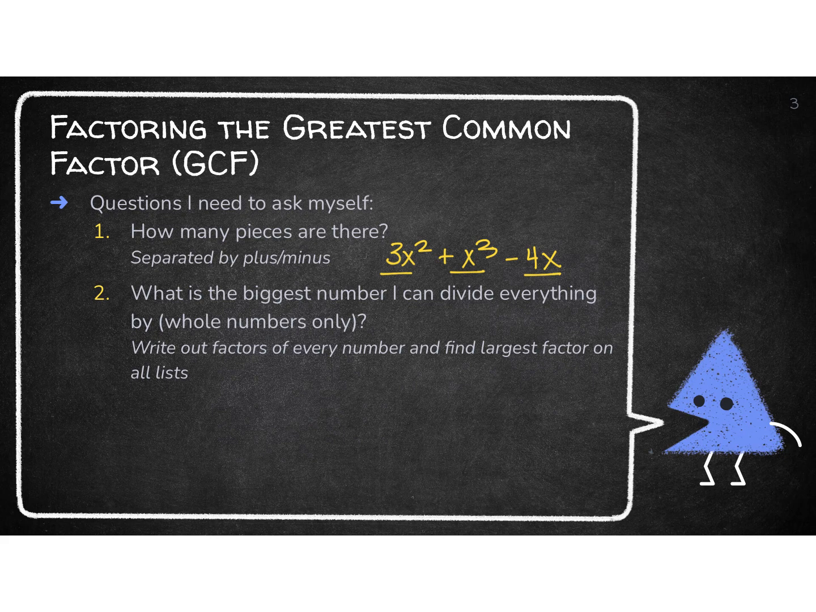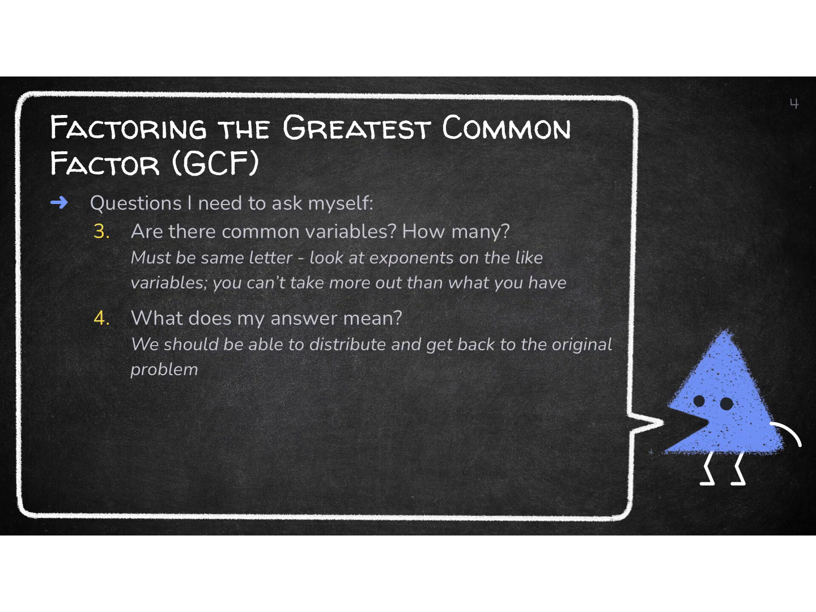Then you're going to look for the biggest number I can divide everything by. We only do whole numbers, no decimals. So you're going to find the factors of every single number, and then you're going to find the biggest one that they all have in common. That is why it's called the greatest common factor. It's the biggest one they all have in common.